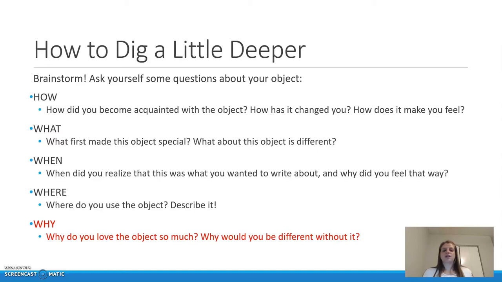Where do you use the object? Describe the place, right? Where did I get my dishes? At a wedding. So having that knowledge that these dishes came from a wedding, way more specific, and it shows my audience how important they are, right? Okay, why is a big one. If you're going to focus on just one of these questions, do why. So why do you love the object so much?